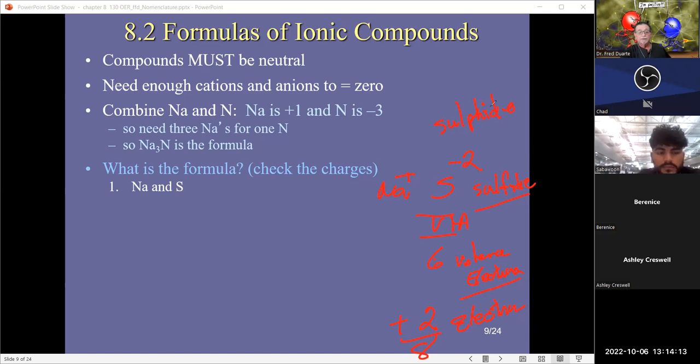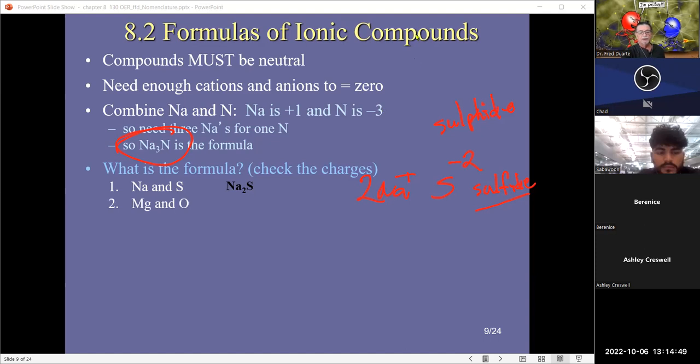All right, so that's how we determine the relative charge of the ions. Now, that means here, like we did with the sodium nitride, we need 2 sodiums for every sulfide. So the formula becomes Na2S. The name is now sodium sulfide.